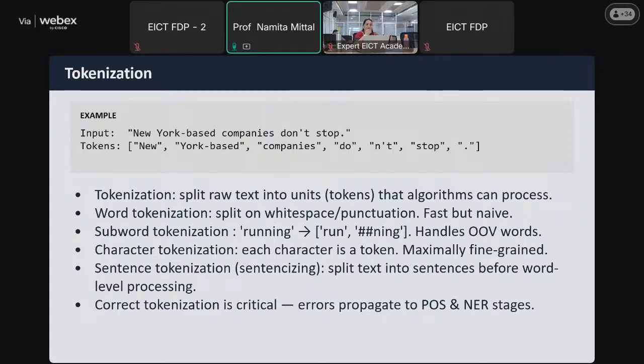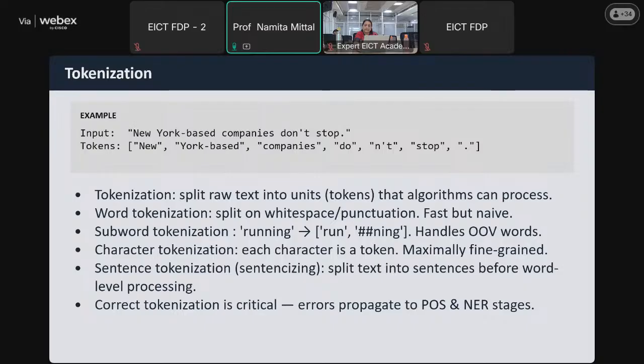Now come to this one. How do we do tokenization? Although we have done it, I'll quickly summarize it again. The input is: New York-based companies do not stop. This is a different kind of example we did the day before yesterday. Look at this. New is a word, while York-based is a single word. The hyphen made it one word. Companies, one word. Don't stop: do and not are different tokens. So first, tokenization is done. Split on white spaces and punctuation, which is fast, but naive.